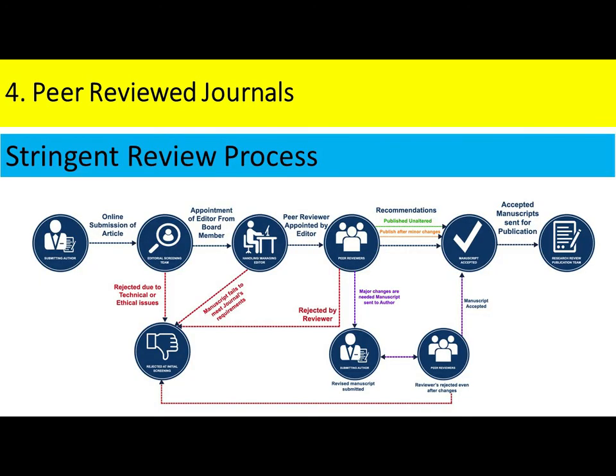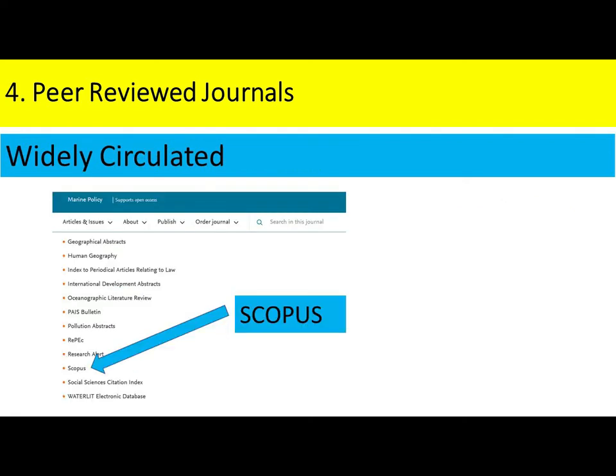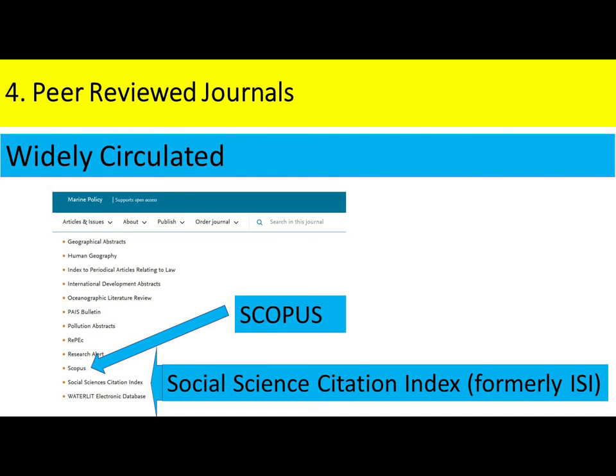In this slide, I would like to show the flow of a standard review process. This is a bit lengthy, something which we cannot find in a predatory journal. I will not discuss this in detail as this will be presented by Patrick. Legitimate peer-reviewed journals are widely circulated through various indexing platforms, which include Scopus and Social Science Citation Index, as in the case of this journal.